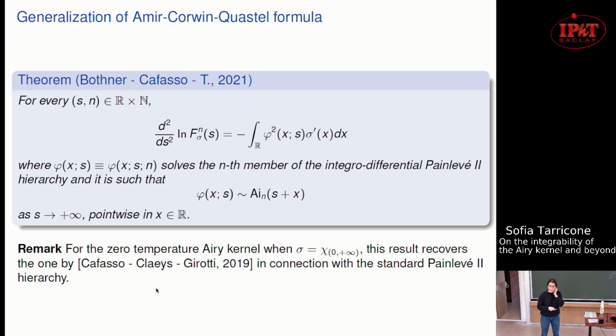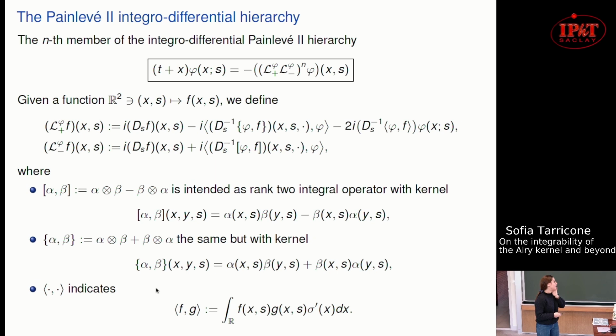Okay, so this Painlevé II hierarchy is written in a very nice way, but it's very compact. So you have your t plus x times phi that should be equal to the composition of two recursion operators alpha plus alpha minus that are composed n times and applied to the function phi x n. Now this definition we should skip and go directly to the first examples.